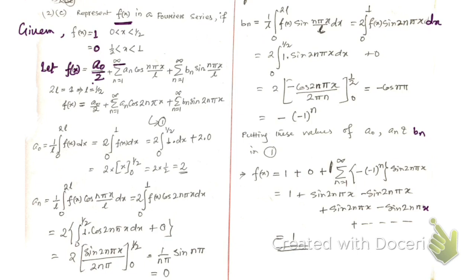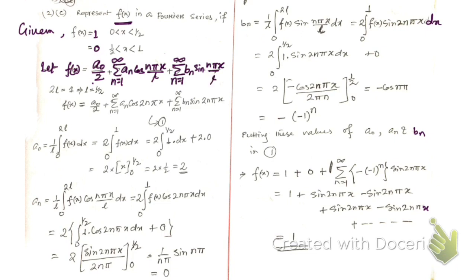summation n is equal to 1 to infinity of an cos n pi x by l, where this is l, right? And plus summation n is equal to 1 to infinity of bn sine n pi x by l, right? Just wait.